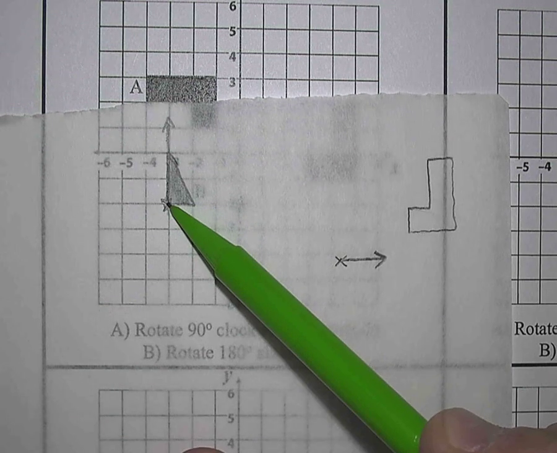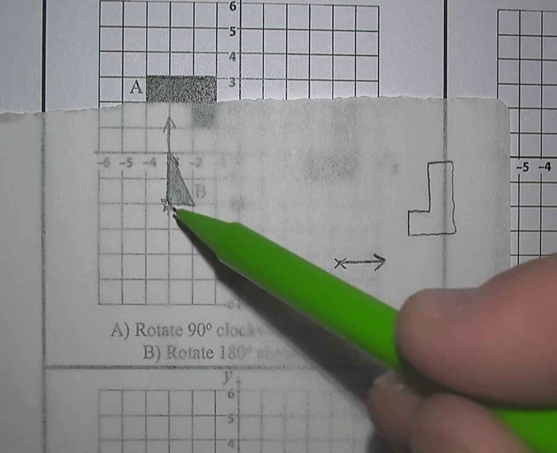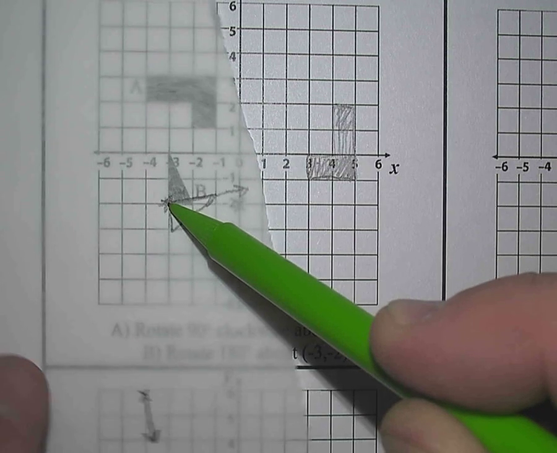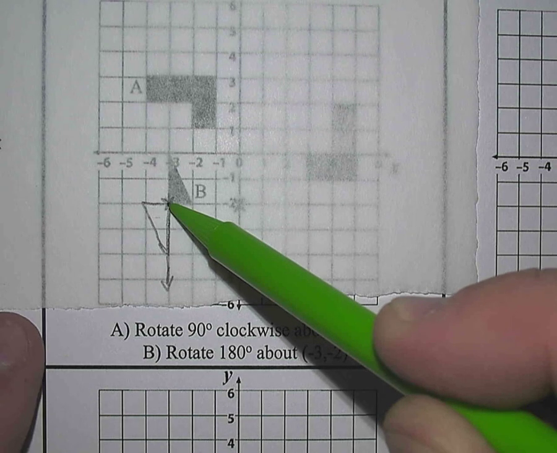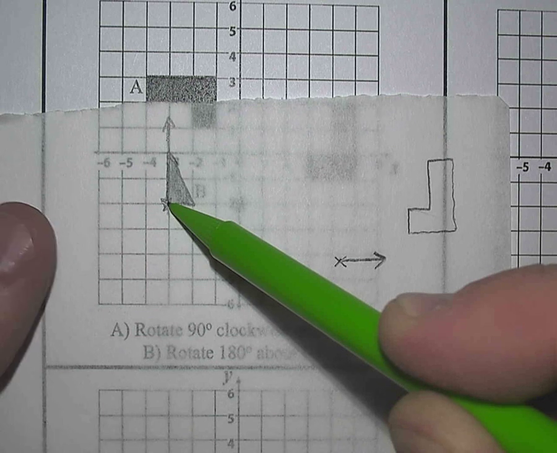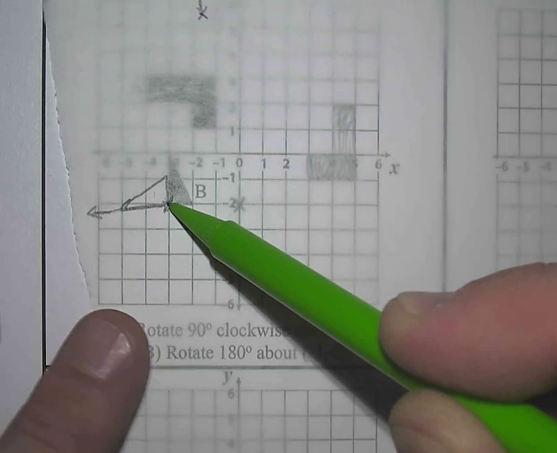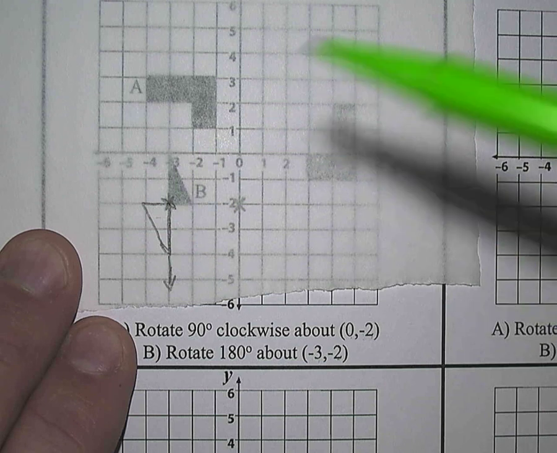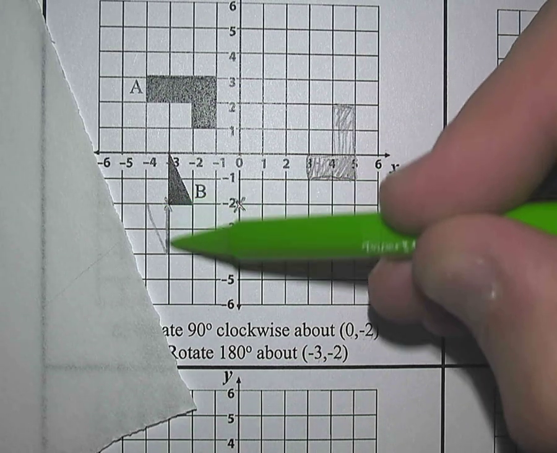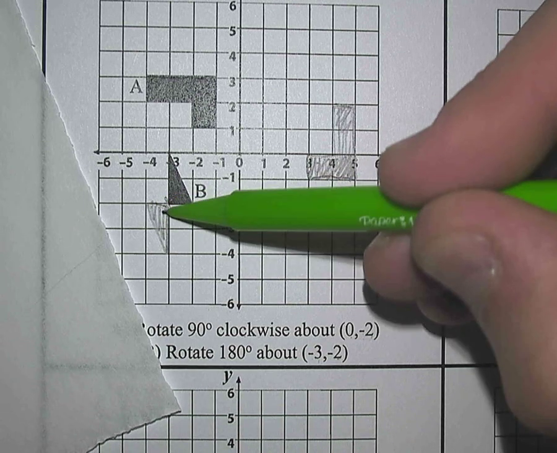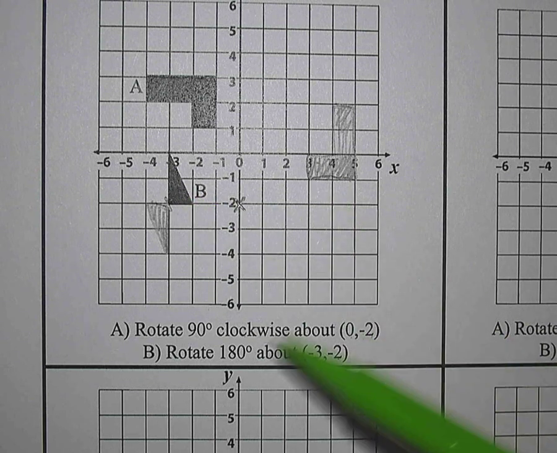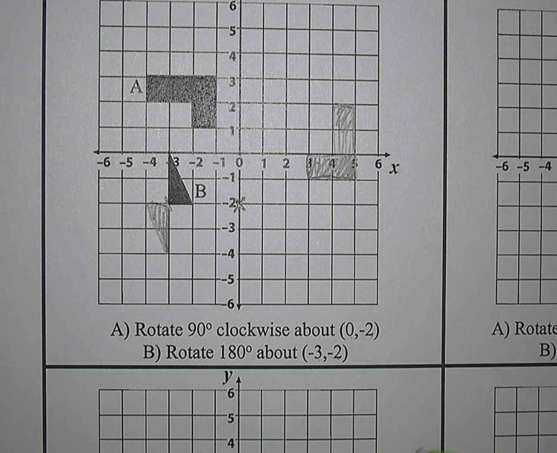So 180 degrees. It didn't tell me the direction, and that's because it really shouldn't matter. So let's see if it works both ways. 180 degrees is a half turn. So there's a quarter turn, there's a half turn. So it ends up there. Let's see if it works the other way if we go anti-clockwise. Quarter turn, half turn. So it's the same place, it doesn't matter which way we go. And it's just there. So that is shape B rotated 180 degrees about (-3, -2).